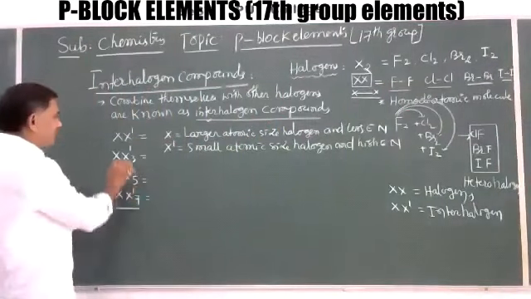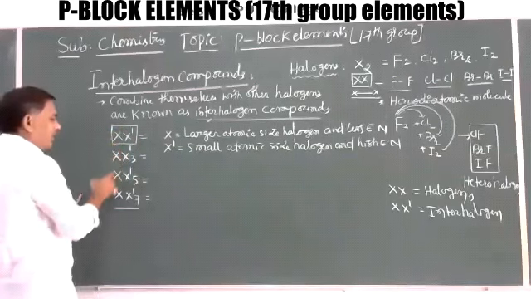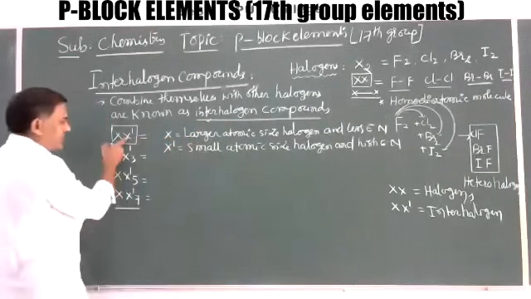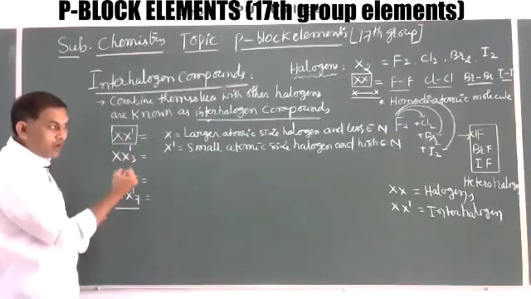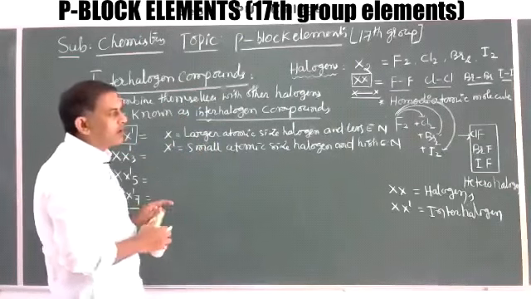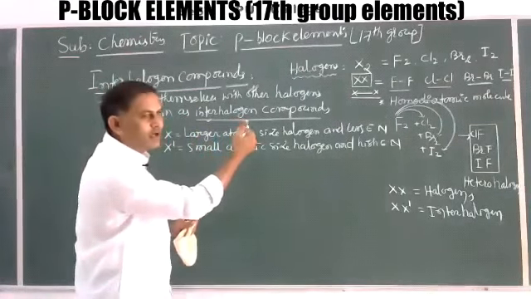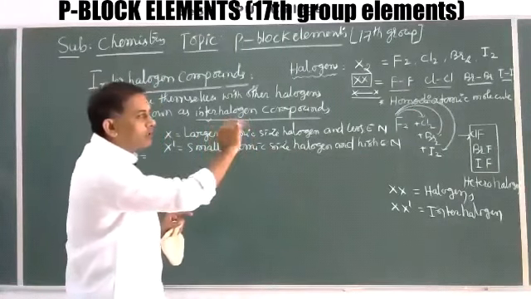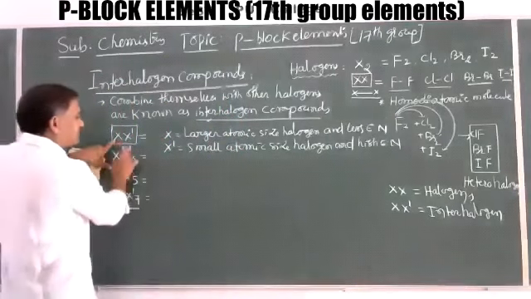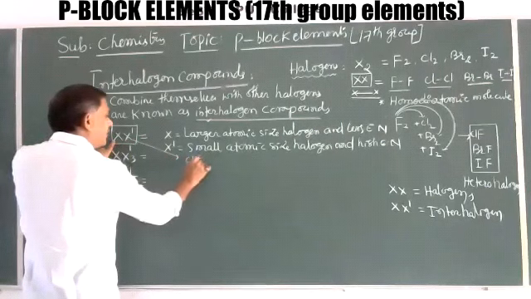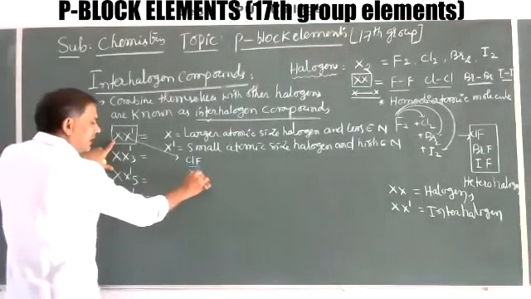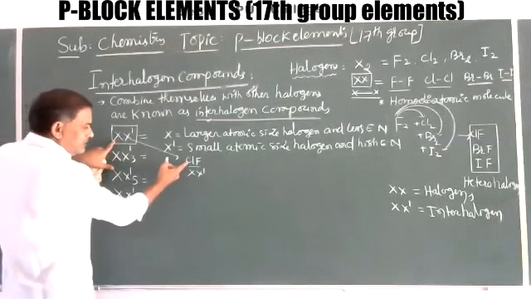Is the concept clear? The XX' concept we know. In any combination, X is the larger atomic size or less electronegative, and X' is the small atomic size. Whenever small, high electronegativity is present. So among fluorine, chlorine, bromine, iodine, when compared with chlorine, fluorine is small in size and highly electronegative. That's why while combining fluorine and chlorine, fluorine is considered X'. An example is ClF.